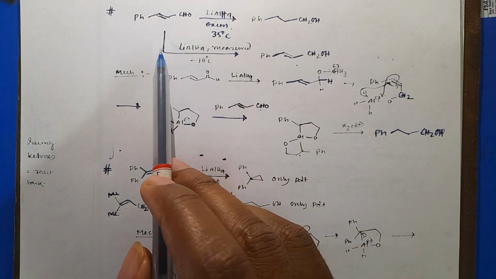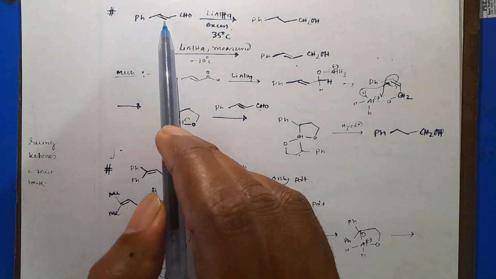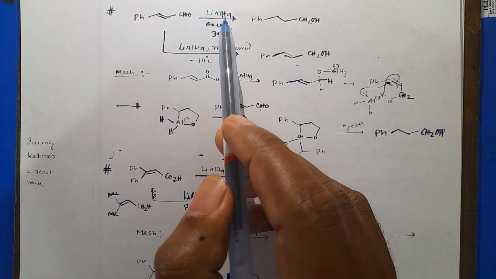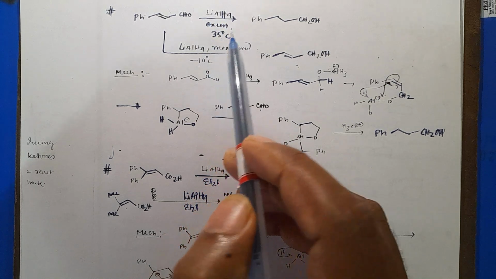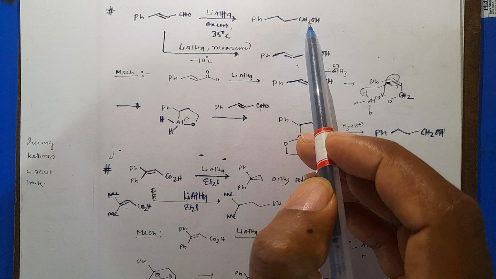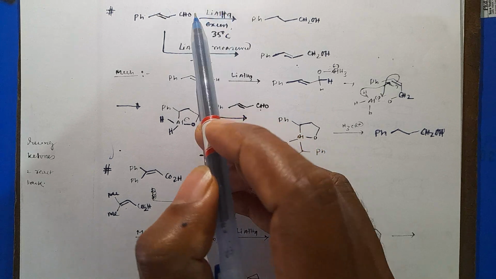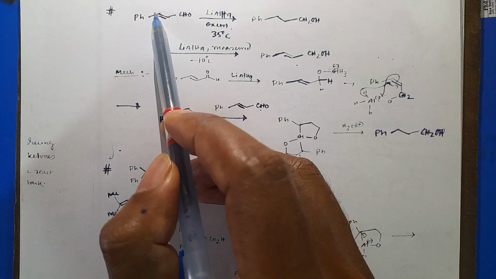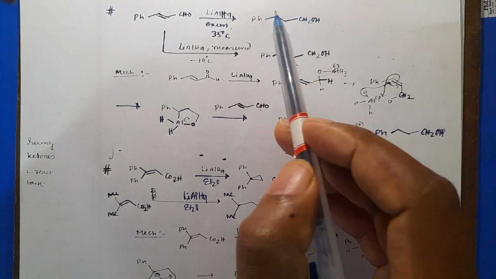So in the first example of today's video, you can see that if you take this kind of alpha beta unsaturated aldehyde, and you try to perform the reaction in the presence of lithium aluminum hydride in excess amount at a certain temperature, it will give this saturated alcohol product. Lithium aluminum hydride will reduce both this aldehyde group along with this double bond. So as a result, it provides this saturated alcohol product.